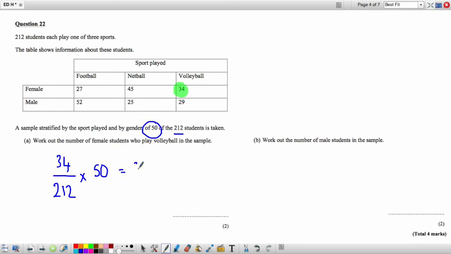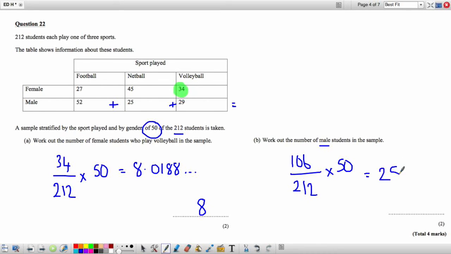Putting that into your calculator, you will get 8.0188. Obviously, we can't have 0.0188 of a person, so we round here to the integer value of 8, the nearest whole number. Similarly, when we work out the number of males, we take the total number of males, which we find by adding up these three values here. The total number of males is 106, divided by the total, 212, multiplied by the sample size, 50, which gives us 25.